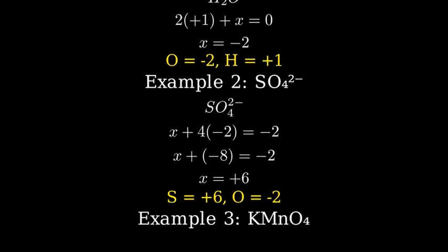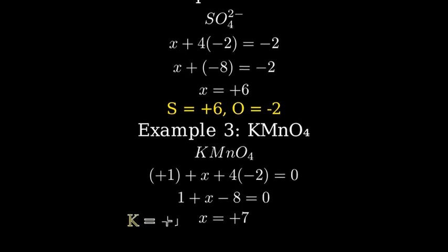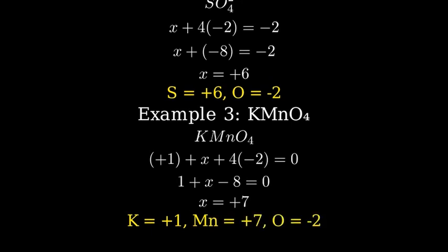Now let's look at potassium permanganate, KMnO₄. We know potassium is +1 as it's a group 1 metal, and oxygen is -2. With 4 oxygens at -2 and 1 potassium at +1, manganese must be +7 to make the sum 0.